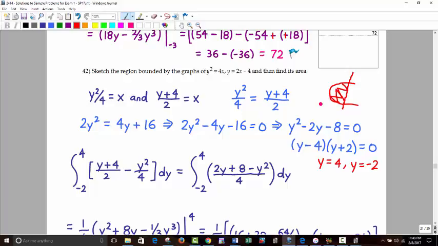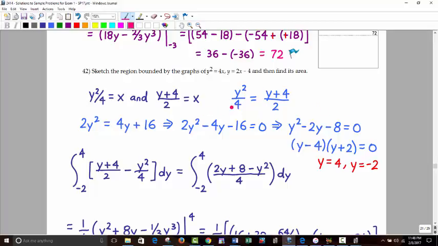So in this case, if the y squared is positive, the line will be on the right. Therefore, it will go first in the integral. In other words, it has to be the right function. So you see, look down here, I've got it first, y plus 4 over 2. It's the right one minus the y squared over 4. Now, algebraically, I solved to get the limits of integration. You just set the two equations equal to each other.